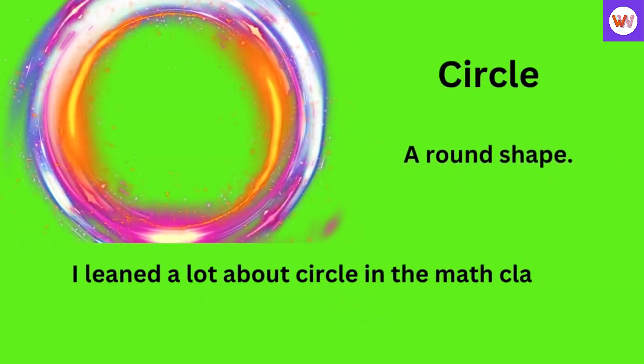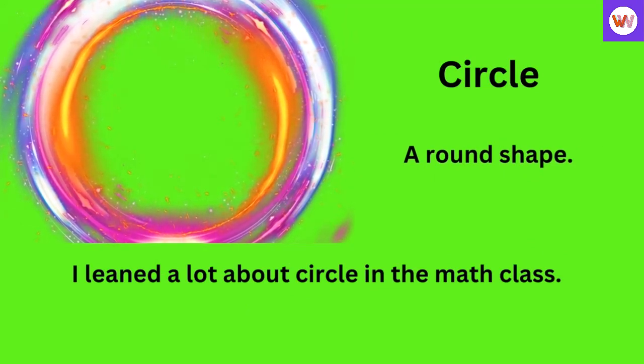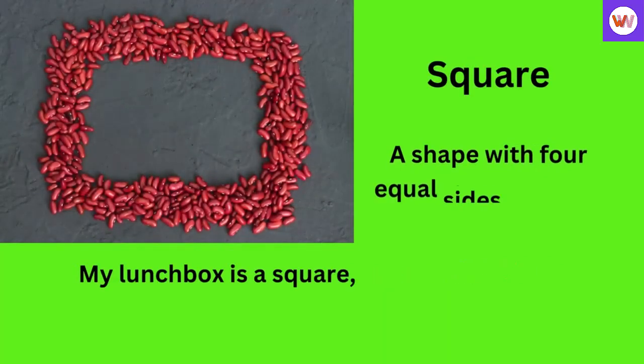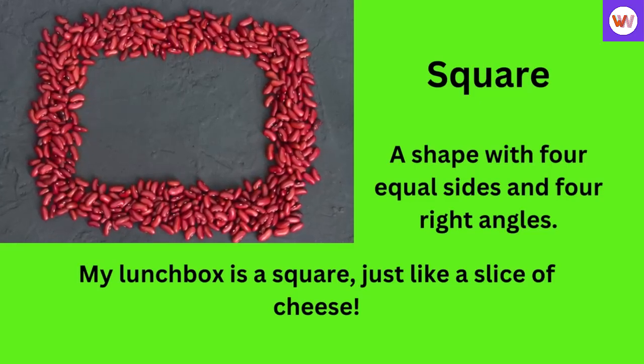Circle. A round shape. I learned a lot about circles in math class. Square. A shape with 4 equal sides and 4 right angles. My lunchbox is a square, just like a slice of cheese.